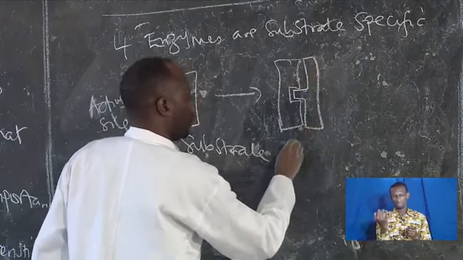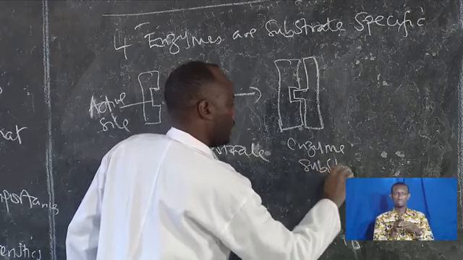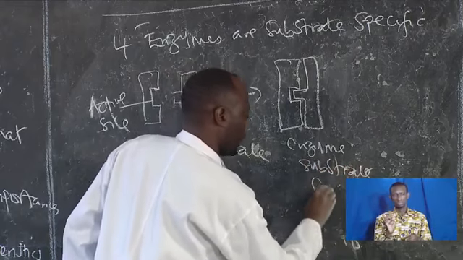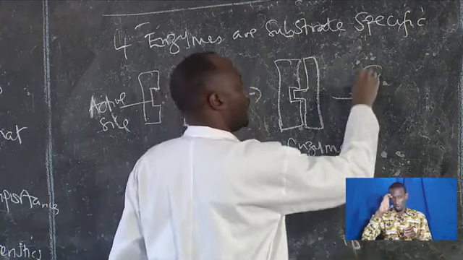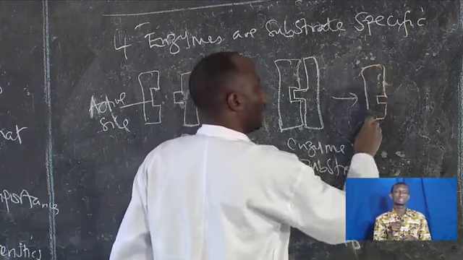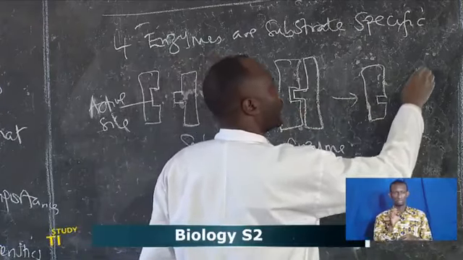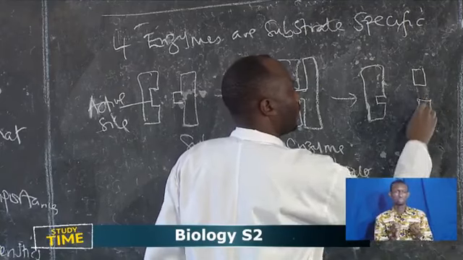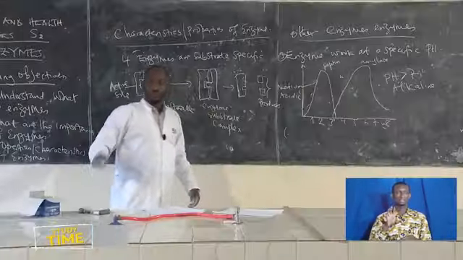This diagram is called the enzyme substrate complex. Then after, we are going to have our enzyme coming back. I said enzymes are used over and over again, and they don't change. Then we will have what we call the products.